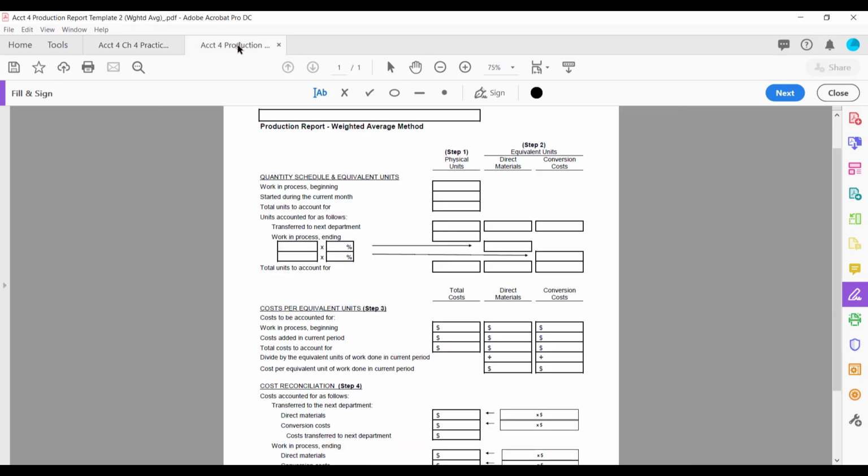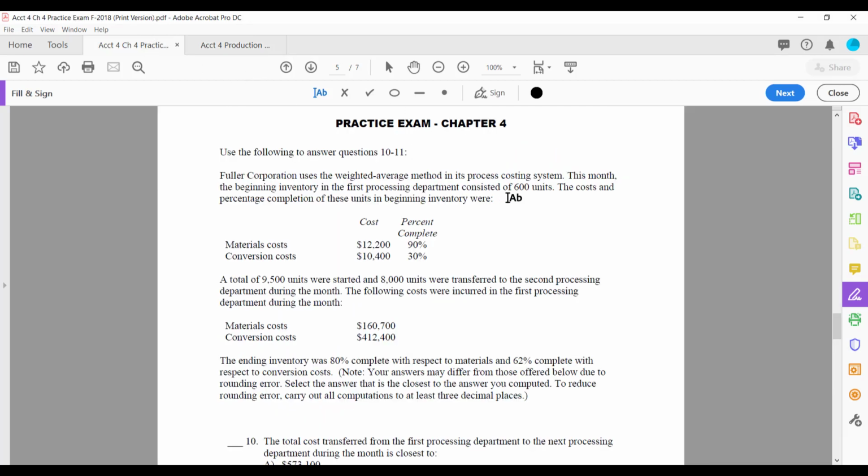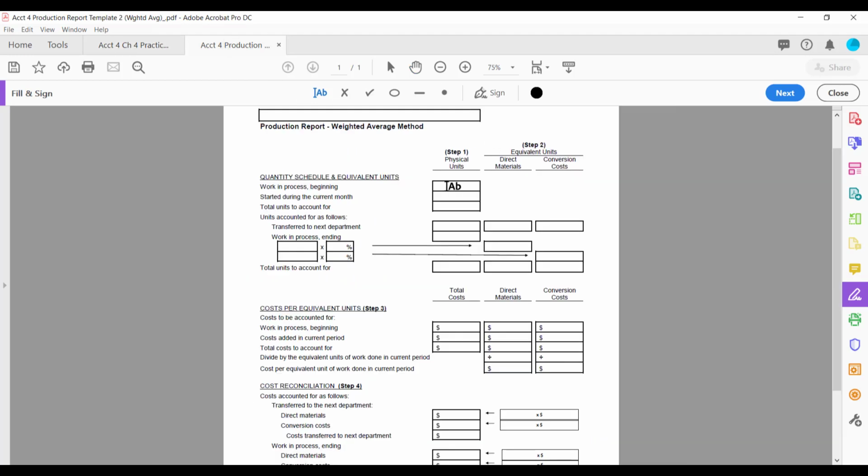So if you look at this template, the very first box here is labeled work in process beginning, but you see that first column here is labeled physical units. So how many physical units were in the beginning work in process? Well, they said that the beginning work in process, the physical amount of units, was 600. So we'll go ahead and add 600 there.